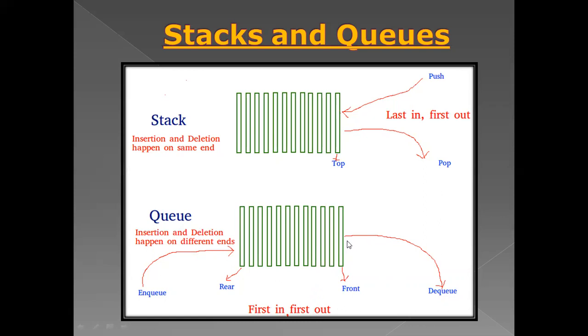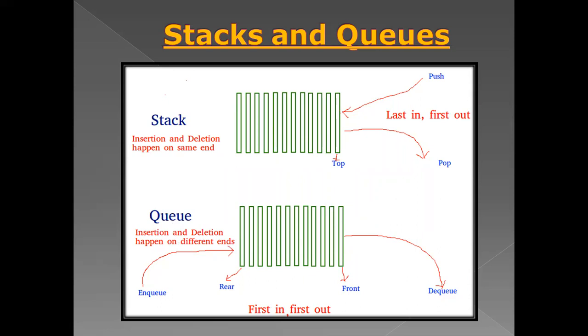Whoever enters the queue first will obviously get the ticket first. So that is first in, first out. But just see here, if I am in a queue and any person wants to take a ticket, he will be at the end of the queue. It means insertion is at one end and deletion is at the other end. Deletion means if I take the ticket, I go out of the queue from the other end.